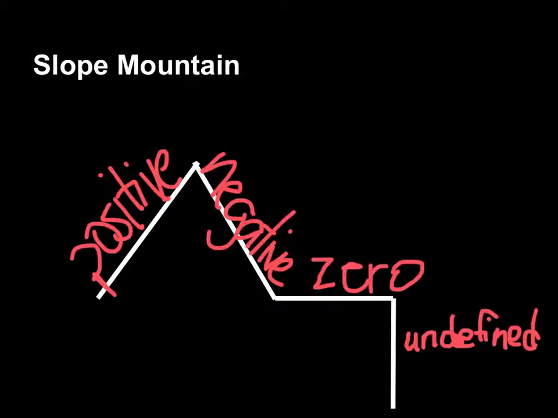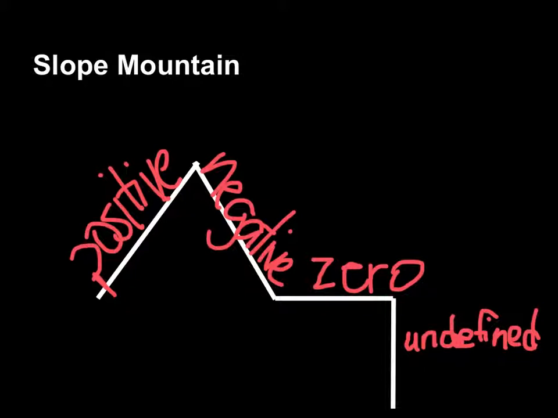If you'll take a minute to draw Slope Mountain and label, remember we read this from left to right just like we read a book from left to right. Going up from left to right is positive. As you go down from left to right, that's negative. When you have a horizontal line, that is a zero slope, and when you have a vertical line, that's an undefined slope.